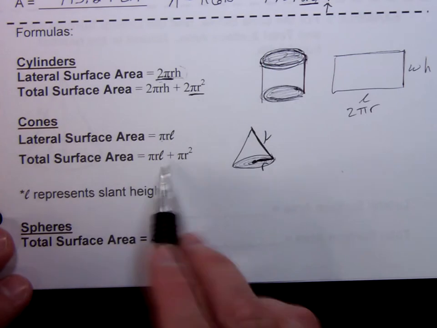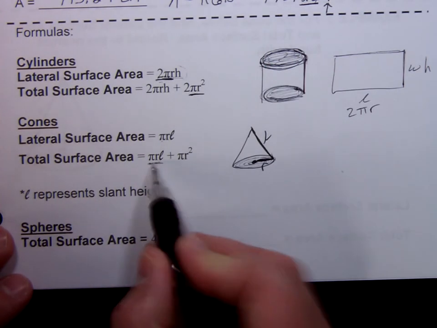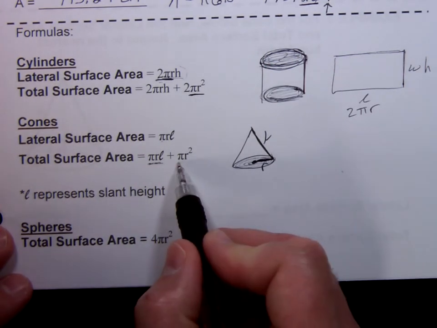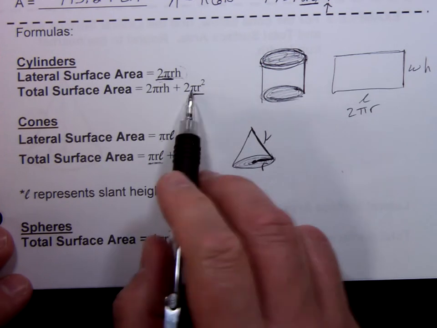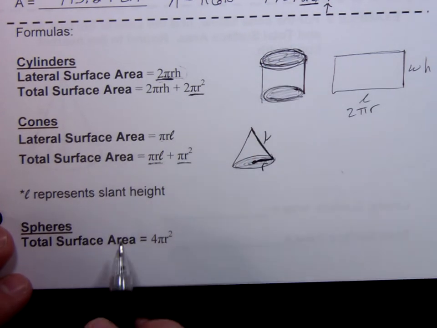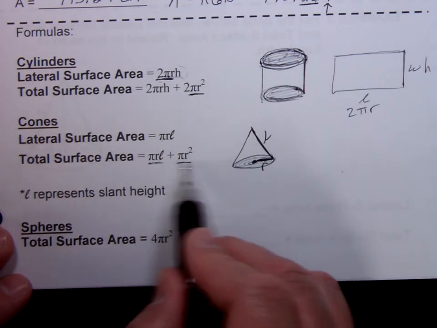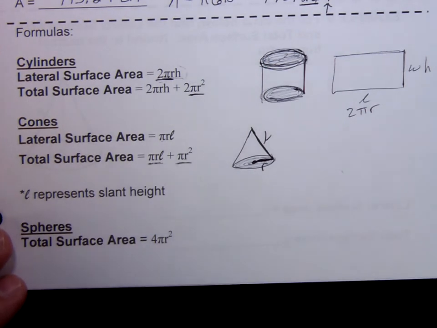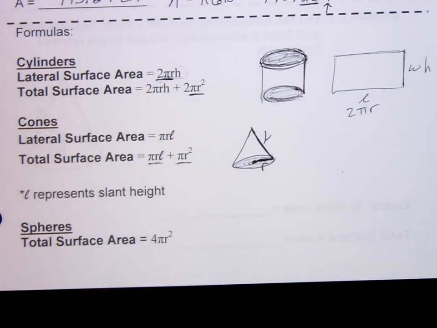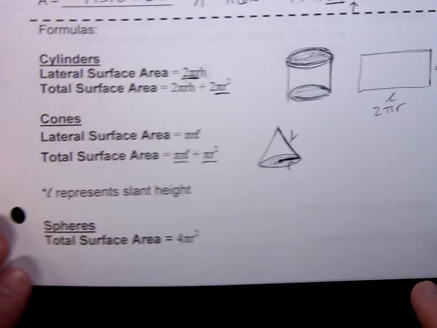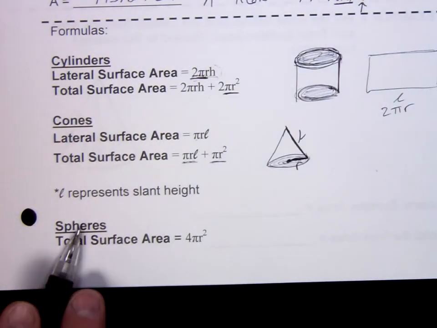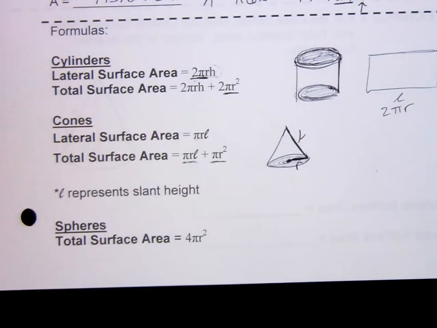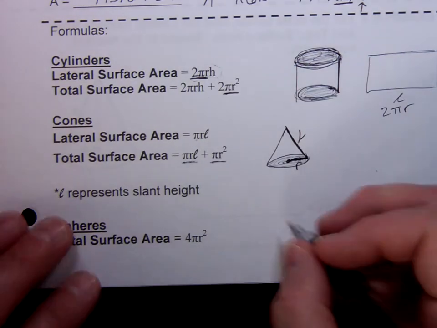And then for total surface area, you'll notice that lateral surface area is repeated, and then you're adding pi r squared. A cylinder had 2 circles, 2 bases. A cone only has 1, so you just see pi r squared for the area of 1 circle. We add that to the lateral surface area to get total surface area. And then on a sphere, you might notice that there is no lateral surface area listed. Well, a sphere is a ball.